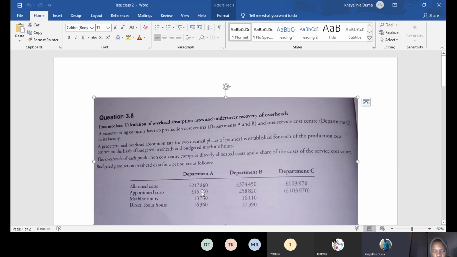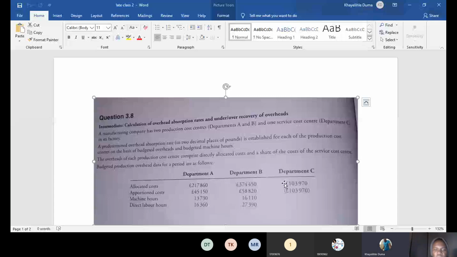So here it's apportioned, we are already given the apportioned. There it is. Right. So now they say that the overhead of each cost center is the directly allocated cost and a share of the service cost center. So in this case, everything has been done for you. Department C is a service center. Service centers provide services to the production departments. At the end of the day, you have to reapportion them back again. The reason why you are reapportioning is that you don't know actually which department used a lot of services from the service department. So you are reapportioning on estimates.